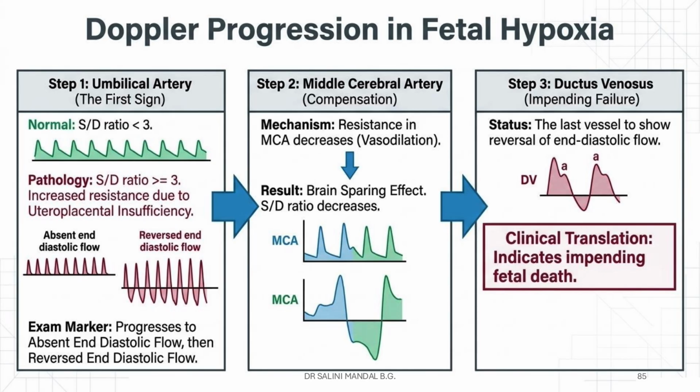So in case of fetal hypoxia, what are the 2-3 things which you're going to see? First sign, go for an umbilical artery. Check for umbilical artery. Absent end diastolic flow will be there, and then a reversed end diastolic flow.